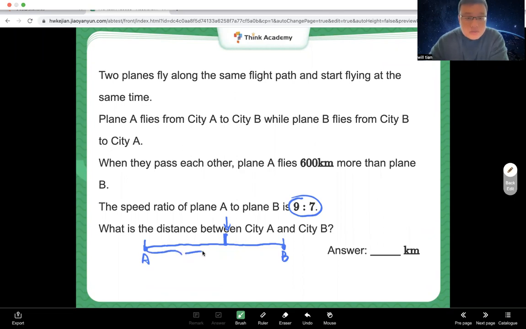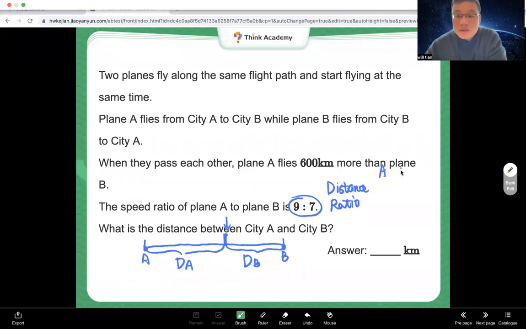So let's call this part dA, that will be distance covered by A. And this is dB, this will be the distance covered by plane B, right? So you know that the distance ratio will be the same as the speed ratio for A and B. That will be 9 to 7, right? The distance ratio. But is this the one from paper? Yes, it's the one from paper.